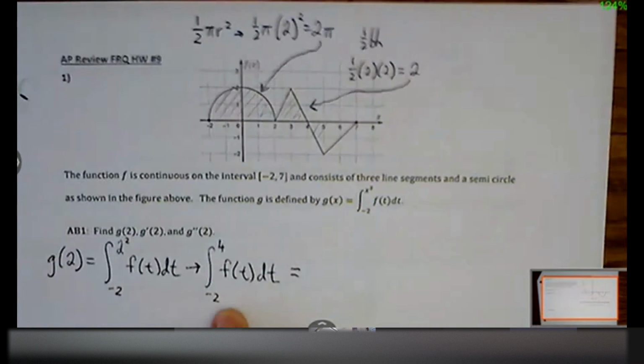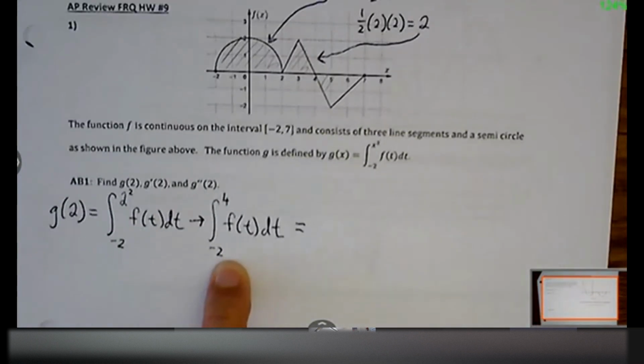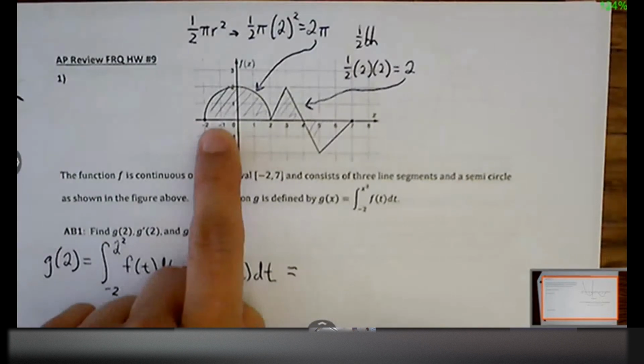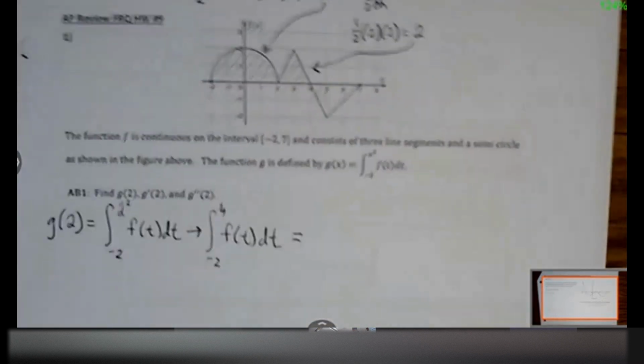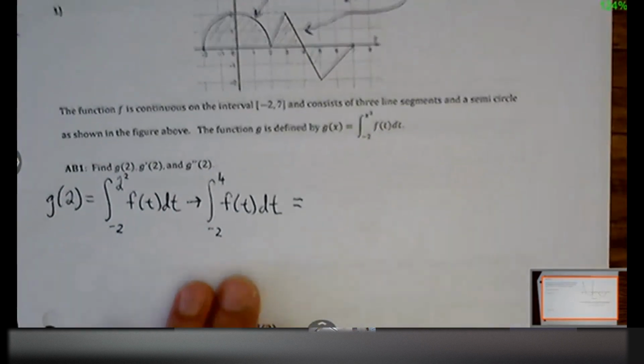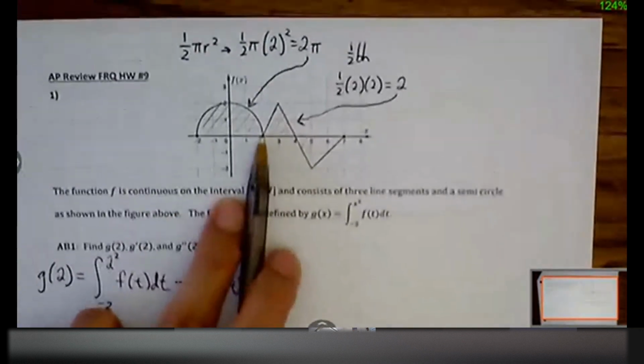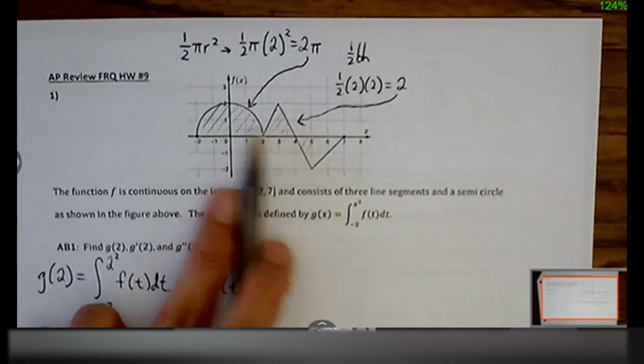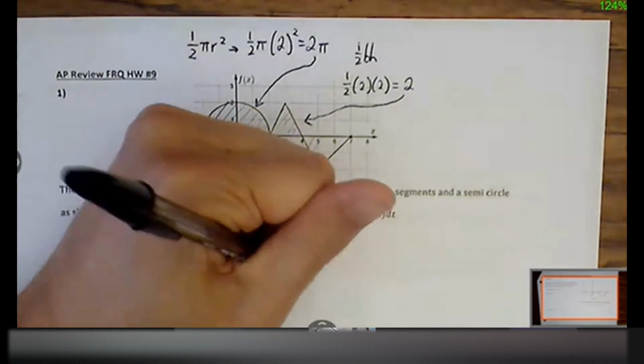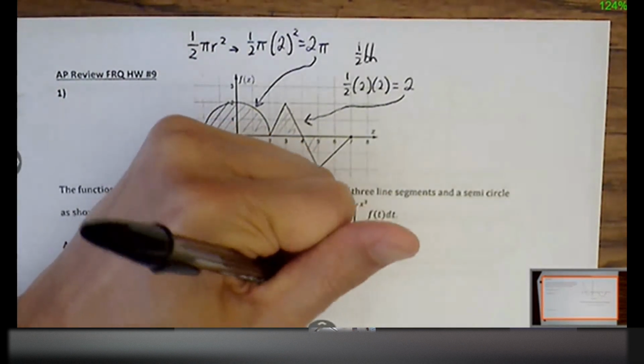Once I follow the rule, I see that my bounds are in the correct order. I can just read the graph exactly as I see it. No need to flip the bounds because I'm not having to read this backwards. So -2 to 4, a semicircle plus a triangle, so 2 pi plus 2. They're both above the x-axis, so I can keep them both as positive.